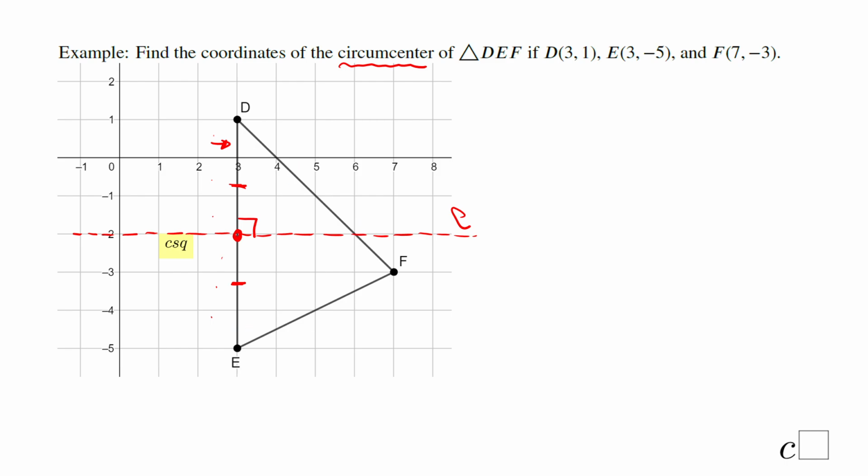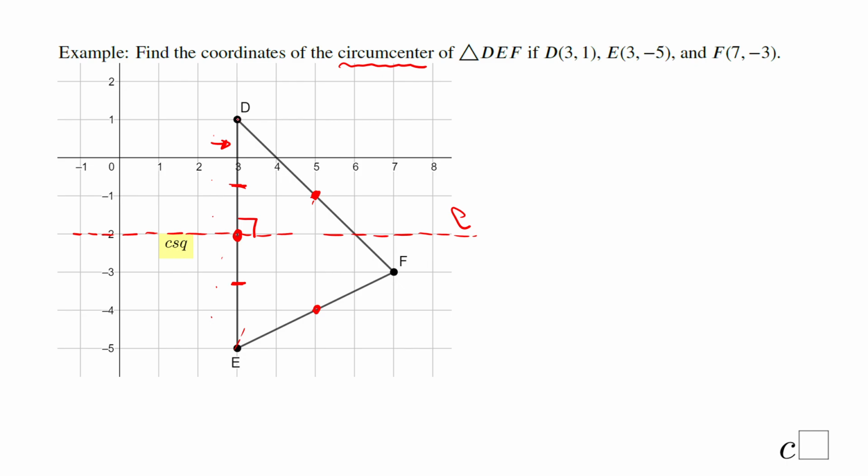Now let's take a look at the other two segments, and maybe we are lucky, maybe we are not. But let's take a look. The midpoint for DF is right here. So I think I can see the pattern here. Oops, unfortunately this is not the perpendicular bisector, this is something else, my fault. Okay, and the other one is right here. So can we draw the perpendicular bisector for any of these?